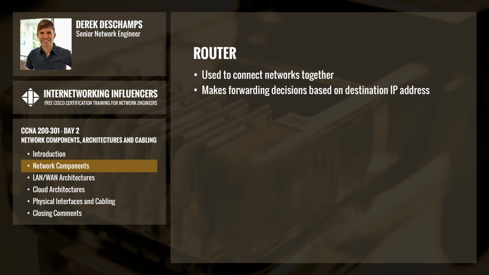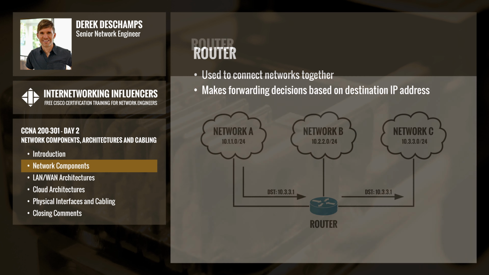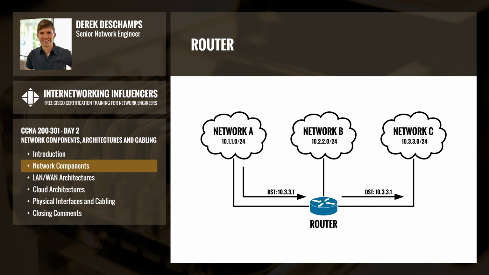A router is used to connect networks together. A router makes forwarding decisions based on destination IP address. For example, with this network, a router has been used to connect 3 networks together. Now, if a host on network A attempts to send data to a host on network C, the router will forward the data to the correct network based on the destination IP address.